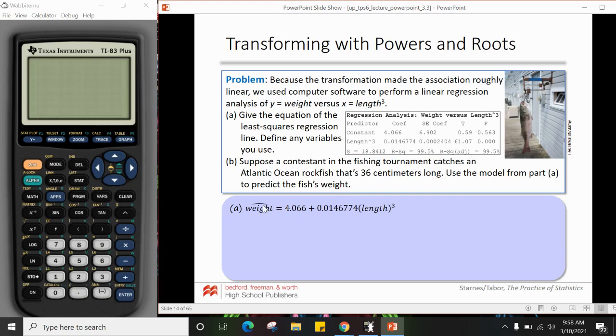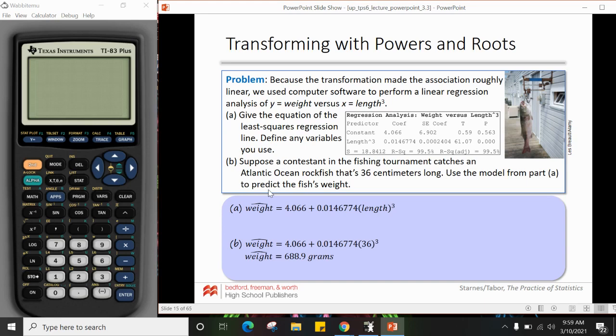So we actually have this formula. Weight hat, the predicted or estimated weight, is equal to 4.066 plus 0.0146774 times the length cubed. And remember, we don't really use x and y, we use the name of the variable. What are we actually solving for here? That's how you know how to define the variables.